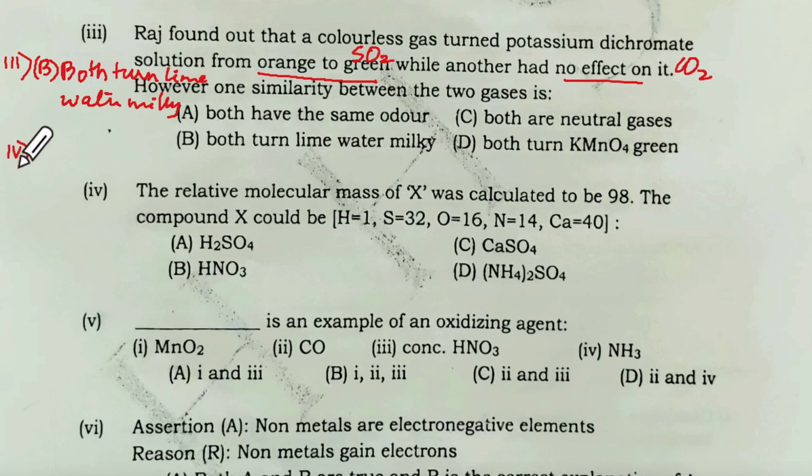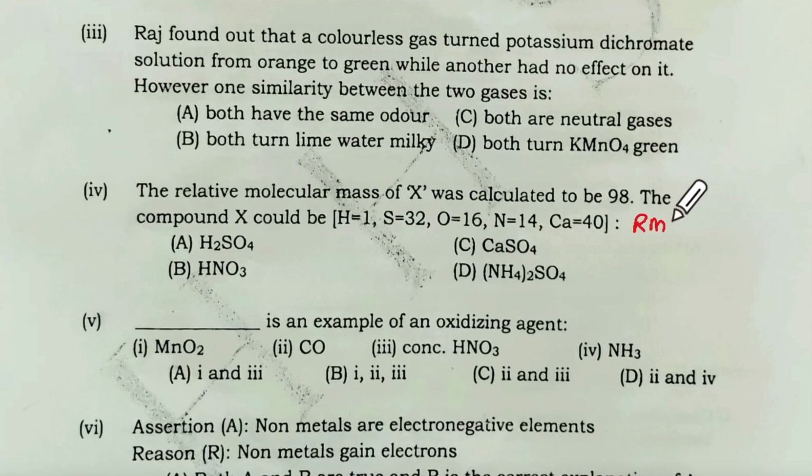Then we come to the fourth one. Relative molecular mass of X is calculated to be 98. The compound X could be, now can you see all of these are sulfates. Can you see over here? Now if you take H2SO4, the RMM of H2SO4 will be equal to 2H means 2, S is 32 plus O4 means 16 into 4 is 64. Can you see this is 96? 96 and 2 is 98. So it will be A.